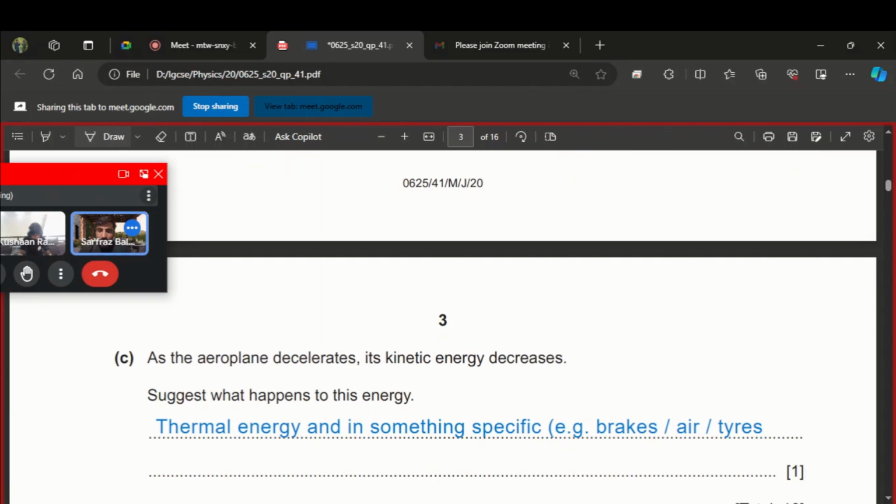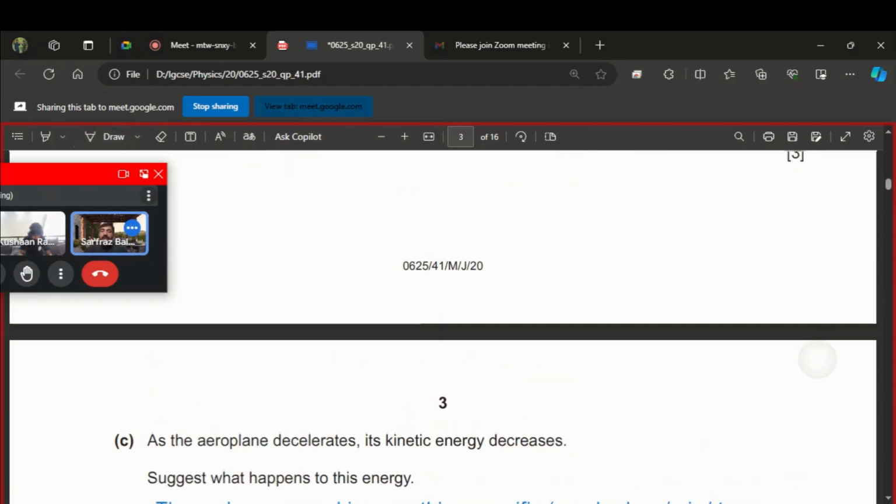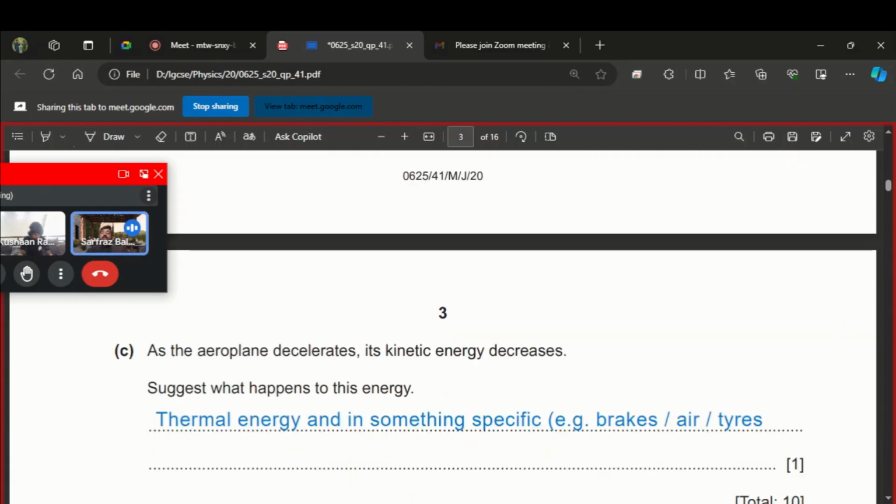Okay. Next question says that as the aeroplane decelerates, its kinetic energy decreases. Suggest what happened to this energy. The aeroplane is decelerating, and he is asking what happened with this kinetic energy. So this kinetic energy appears as thermal energy, which is used in brakes and air resistance and other things. Have you got the answer?